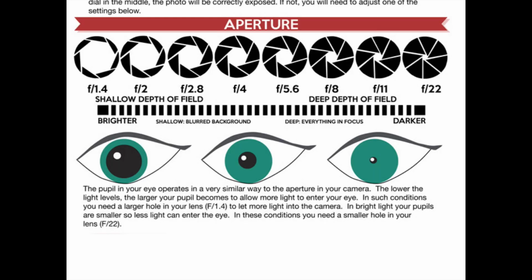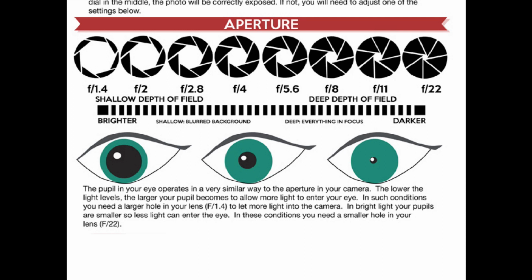So let's start off with aperture though, because it's the most simple for most people to comprehend, and it is also the easiest to give examples for. So aperture controls your depth of field, and it also determines how much light gets into the camera or how little light gets into the camera.